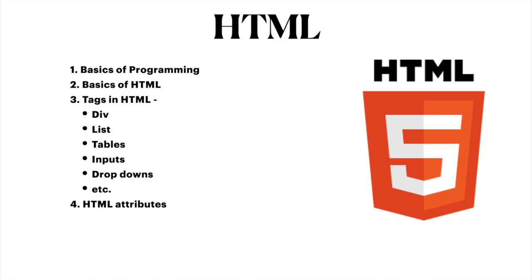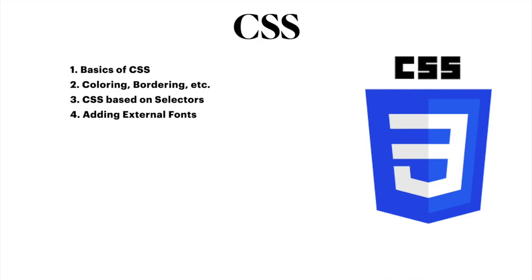We will cover the tags that are used most of the time, such as the div tag or creating lists or creating tables or inputs or things like that. Then we will move forward and learn about CSS and how to use it to beautify our code. We will see how to do basic things such as coloring or bordering or different types of CSS properties. Then we will see how we can apply CSS properties on specific selectors, that means specific HTML tags.